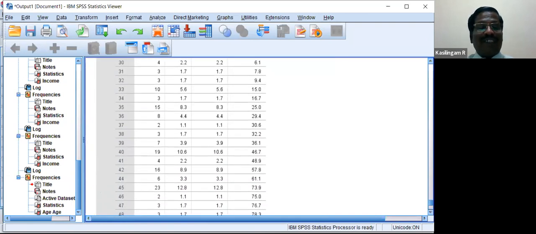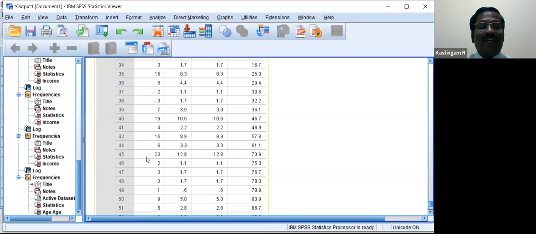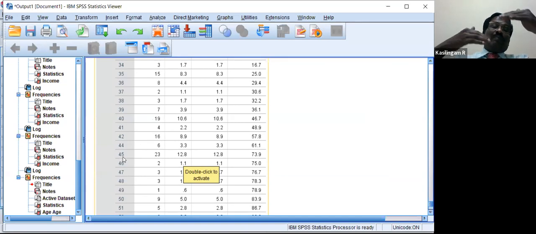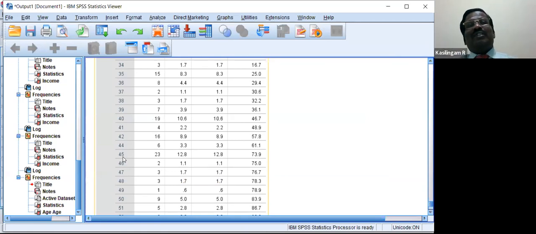Now let us go and see. So 45, 23 people. That is 12.8% of the people have age 45. If you look at 40, only 19, 42, 60. Only 45 has 23 people, which means 45 occurs more number of times. So the mode is the number that occurs more number of times. Median is where 50% is, and mode is the number occurring most.